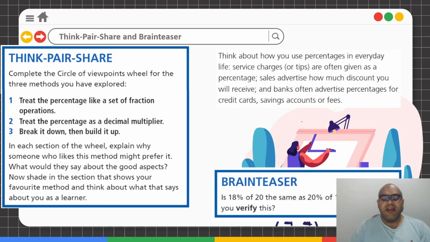And I bring a teaser to you guys, to you and your friend to think, pair, share. Is 18% of 20 the same as 20% of 18? How could you verify this? Great, guys. Think about it. You have some time to work on this. Pause the video 5 minutes to think, pair, share, and do the brain teaser.